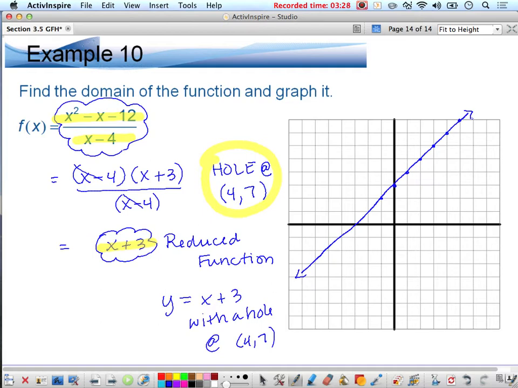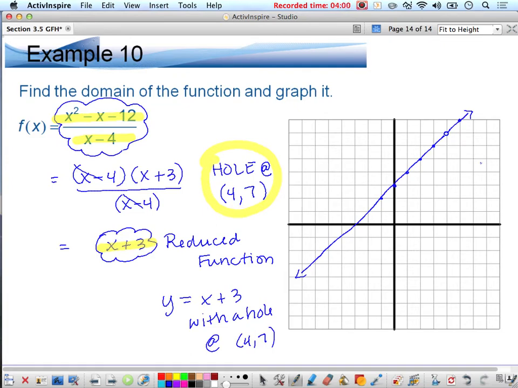To have the graph of y equals x squared minus x minus 12 divided by x minus 4, all we have to do is take the hole out. So go to the point 4, 7. 1, 2, 3, 4, 7. Right here. And you need to remove that spot and put a hole in its place. So take it out and just insert a little hole there. And that is how you graph a function that has holes.